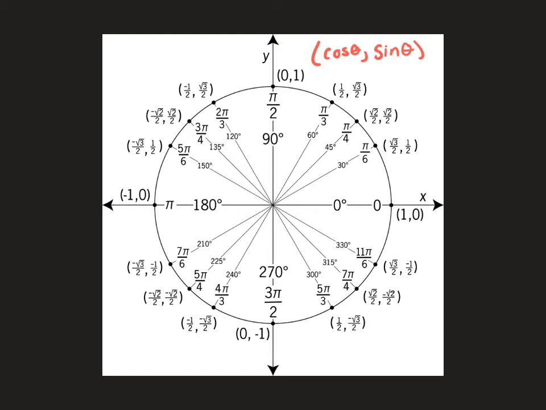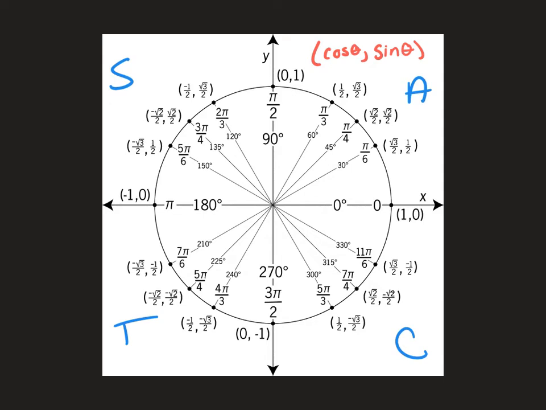Remember, we have All Students Take Calculus. These tell you what functions are positive. All trig functions are positive here, which makes all of these coordinates positive. Here, sine is positive, which is why all of our y values are positive, because that's sine. Cosines then are all negative. In this quadrant, tangent's positive, so that means both points here are going to be negative. Sine and cosine are both negative here. And then in our fourth quadrant, we've got positive cosines, negative sines.